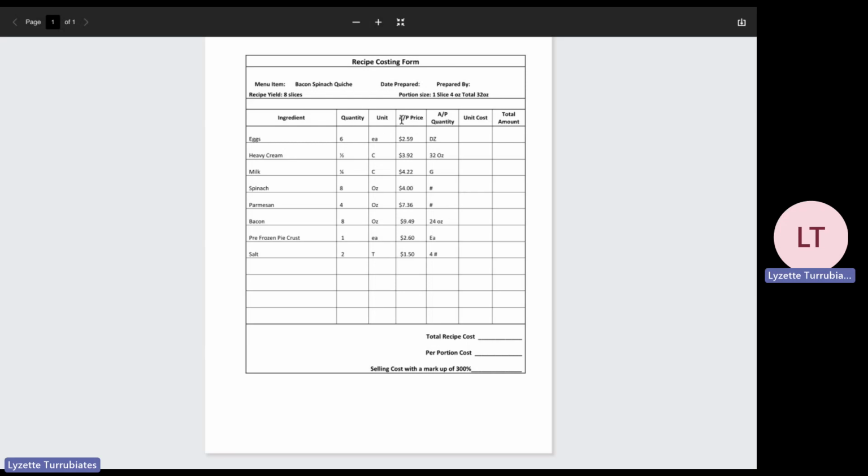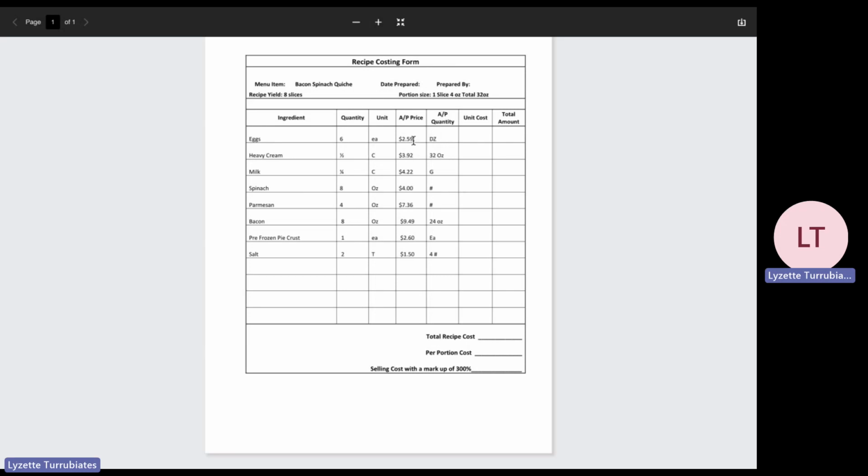AP means as purchased price. So when we purchase the eggs, maybe the dozen eggs is going to cost us $2.59, right? When we purchase our heavy cream, maybe this quart of heavy cream is going to cost us $3.92. So that's how much we purchase it at, okay? AP quantity is how much of this ingredient was purchased, right? What was the quantity of the ingredient?